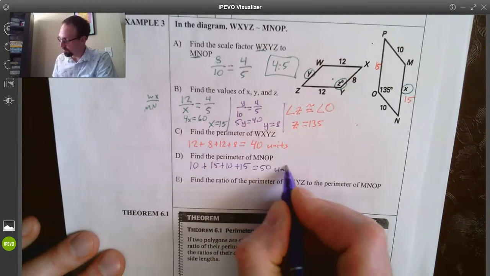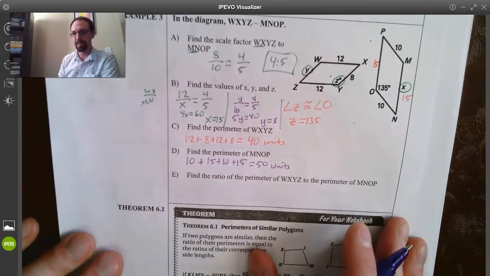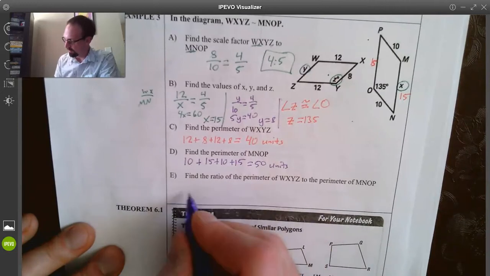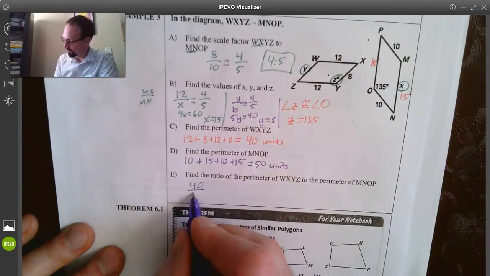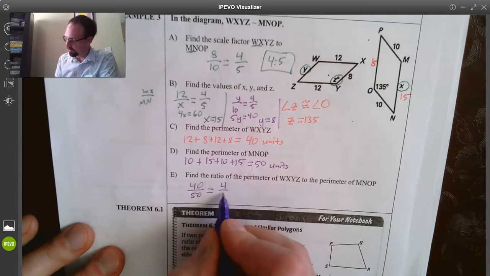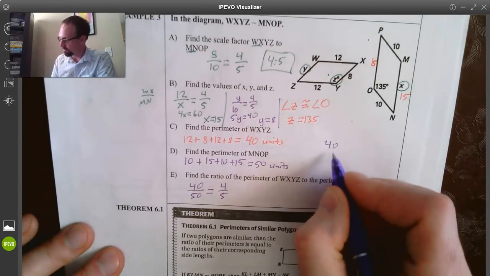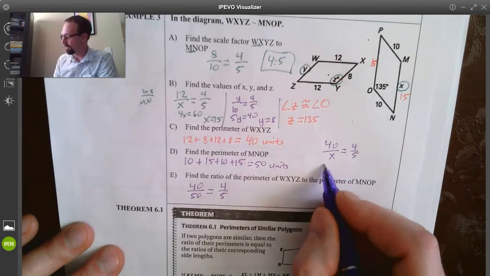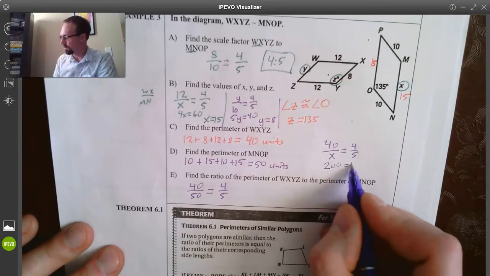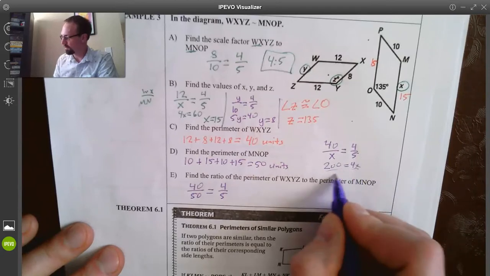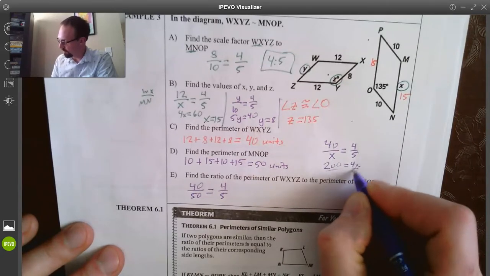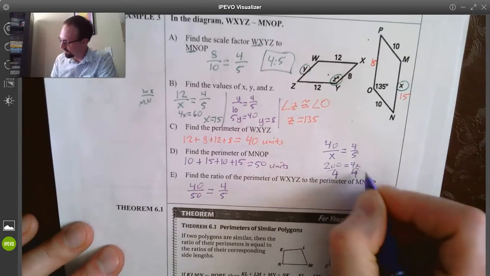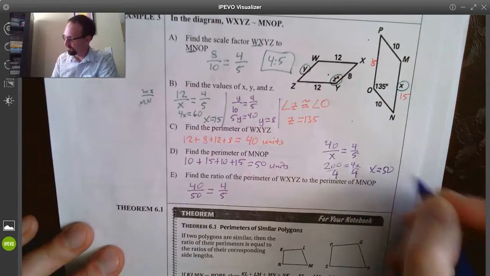So another way that you can do this, besides what we just talked about, is we know that the perimeter of the smaller one is 40 and the perimeter of the larger one is 50. That means the ratio is going to reduce down to 4 fifths. So I also could have taken 40 over x equals 4 fifths and multiplied this out. That would have given me 200 equals 4x, divide by 4, divide by 4. Oh no, my purple pen. No, purple pen. There we go. And then that gives me x equals 50. That's another way to see it.